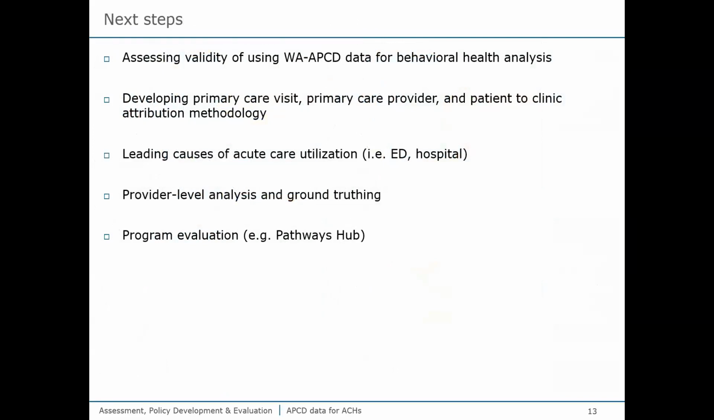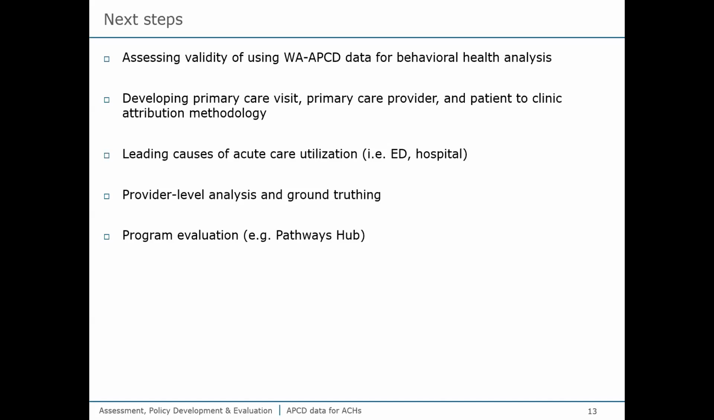Another area of work is developing a primary care visit definition, as well as a primary care provider definition, as well as a way to attribute patients to clinics. And the reason for all that is because the ACHs we serve want to know that. They don't only want to look at use of crisis-oriented services like the ED or the hospital, but they want to know the use of primary care. And the reason that's challenging is there's no nationally standardized or state standardized way to define a primary care visit or a primary care provider. There's many definitions out there, and they all lead to different results. And so we're doing work, and we will be working with our ACH region partners as well as primary care organizations that volunteer to ground truth some of this data to help move that work forward.